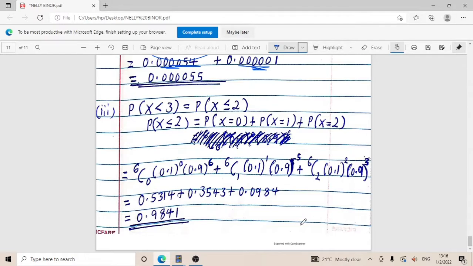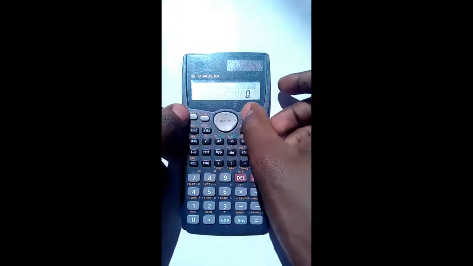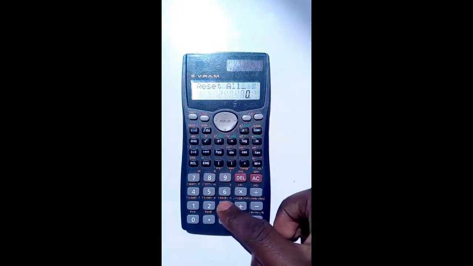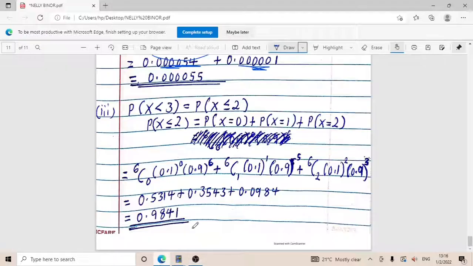If you want to clear your calculator, I've already shown you how to clear it. Okay, let me show you how to clear it. How do you clear your calculator? You will go to shift mode, then you go to 3, equal sign, then equal sign. There it will be cleared. So guys, that's how you clear your calculator.